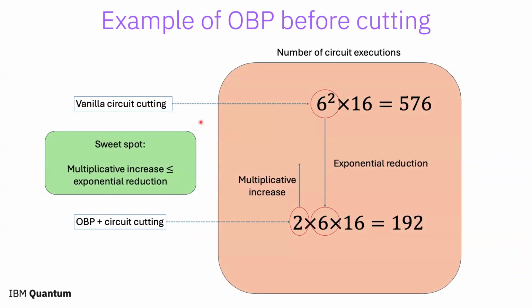So the point is, if you do vanilla cutting, the number of executions increases exponentially. However, if you do backpropagation, there is a multiplicative increase but an exponential decrease. Now, as we discussed, when you do OBP and if you backpropagate too much, then the number of terms can keep splitting, and this multiplicative increase can actually become exponential at that point. So the sweet spot is where the multiplicative increase is less than or equal to exponential, ideally less than. Equal to means there is no savings, no gains. So ideally less than.